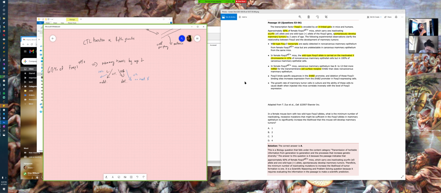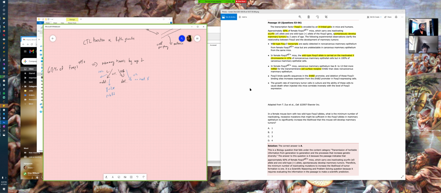Female, okay, cancerous mammary epithelium has 8 to 12-fold more mRNA for the transmembrane cell surface receptor ERB-B2 than does non-cancerous. Okay. So also 8 to 12 times more ERB-B2, okay.